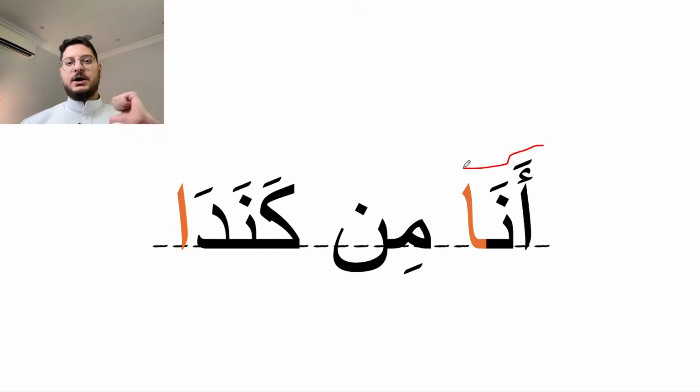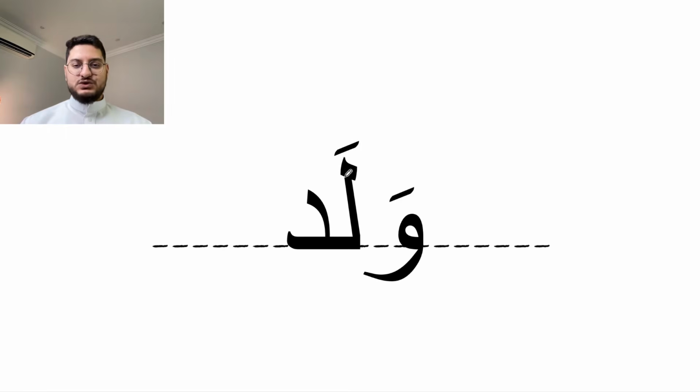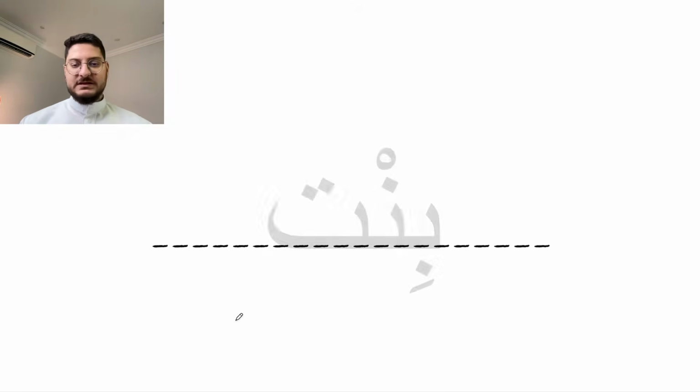Next one. أنا, I am, من, from, Canada. أنا من Canada. I am from Canada. Next one, we have ولد. ولد is a boy or a son. In this case, ولد. What about this one? ولدك. We're adding the ik sound to it and it makes it your son.